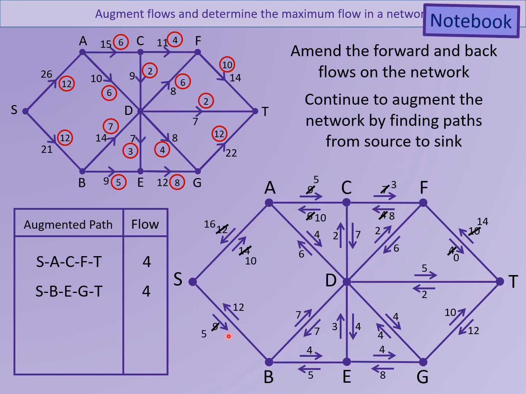So 9 goes down to 5 because I could flow 9 through, but now I've used 4 of it up. So 12 is going to be improved to 16. 16 and 5 makes 21. On this one, I did have 4, but now I'm going to go down to 0. But that 5 can go up to 9. I did have 4, but it goes down to 0. But that 8 can go up to 12.